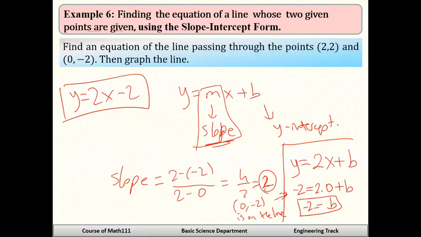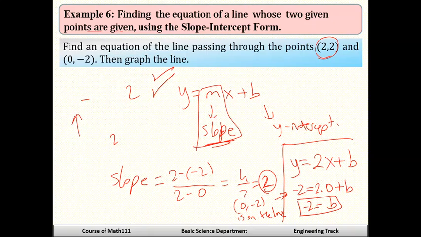And you can check, this is the equation of the line. You can check this one by looking at these points here. Look at this point. When you put 2 here and 2 here, you will have a correct equality here, a true equality.